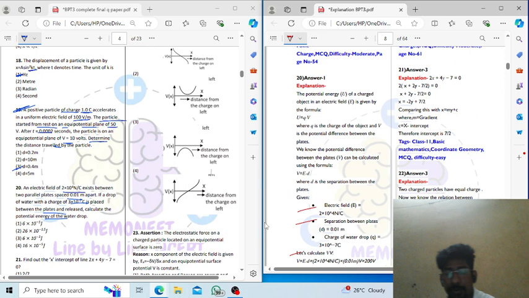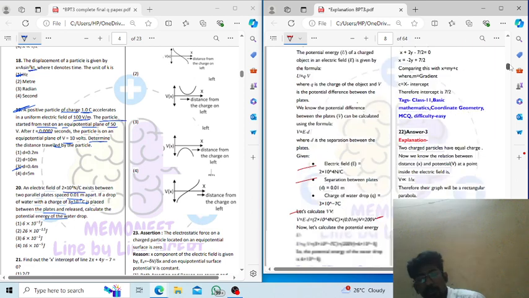The potential energy is given by the formula Q into V. Q is this, V is this, so you will get the answer 10 to the power 5. That is equal to option number 1. Okay, question number 21.